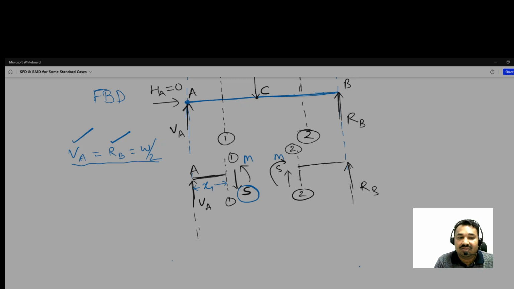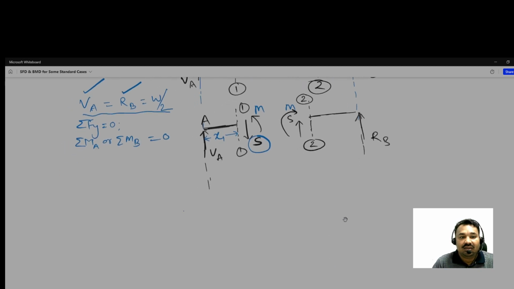How? By applying Fy is equal to 0, the static equilibrium condition, or take moment about any point A or B is equal to 0. Okay, so these are the reactions we know. Now our purpose is to get what is S. This we want to know. So how to know that?